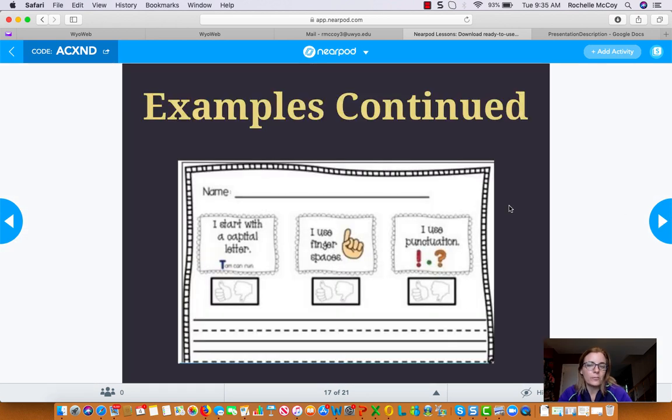Okay, another primary example. Just a fun one. I started with a capital letter, thumbs up or down. I used finger spaces, thumbs up or down. I used punctuation, thumbs up or down. Those could have been your 3 learning standards, and maybe they were going to be authors of a new book for their class. You could have had a lot of fun with the performance task on this one too. So this would be a way for them to check, and then the teacher could easily go back behind and put a star, or maybe put a note saying, no, I don't quite think it's a thumbs up, and this is why. So there'd be ways that the teacher could provide feedback as well.